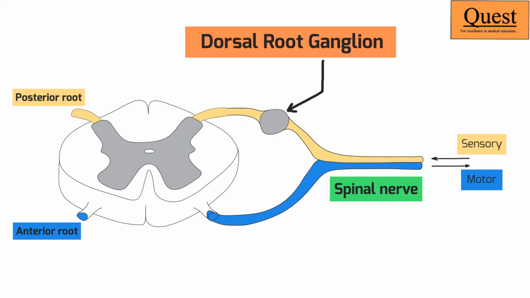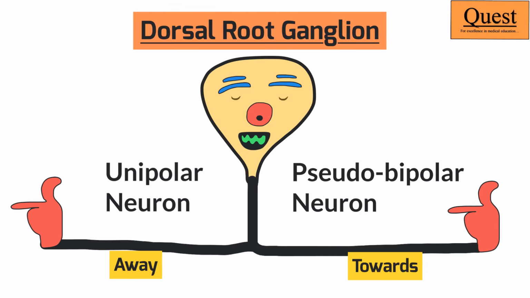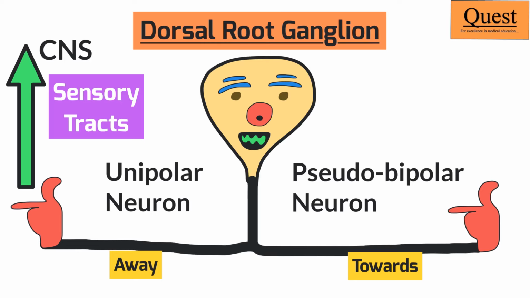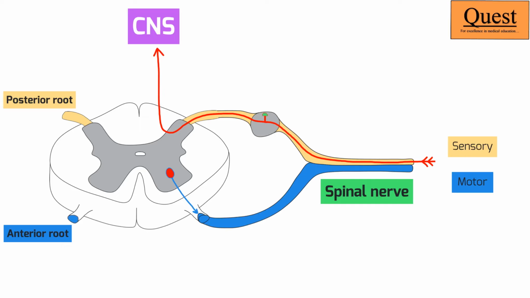Cell bodies of these axons are in the dorsal root ganglion, situated on the posterior root of each spinal nerve. Remember, cells in the dorsal root ganglion are pseudobipolar cells, and they give one process into the CNS to transmit impulses higher up into the brain. Hence, the sensory tracts that we are going to talk about begin with the axons of the cells in the dorsal root ganglion.